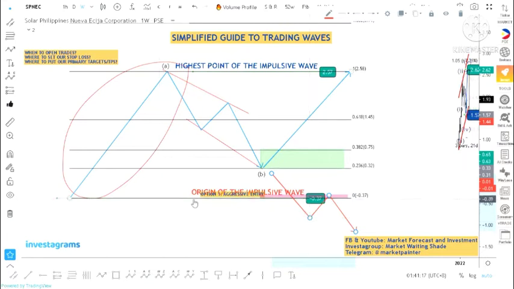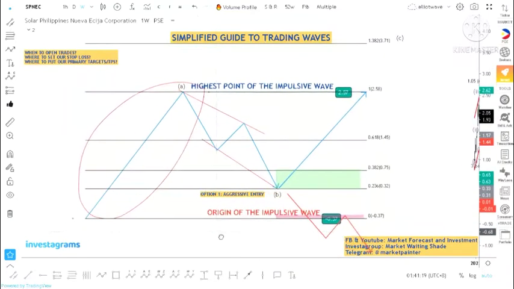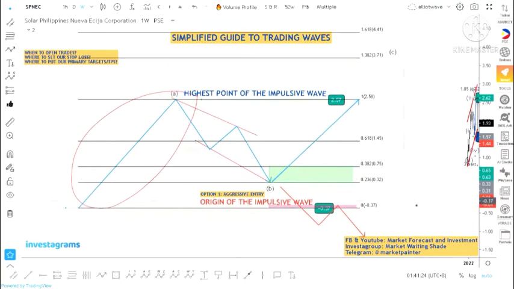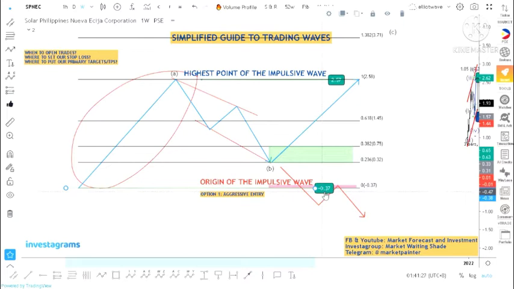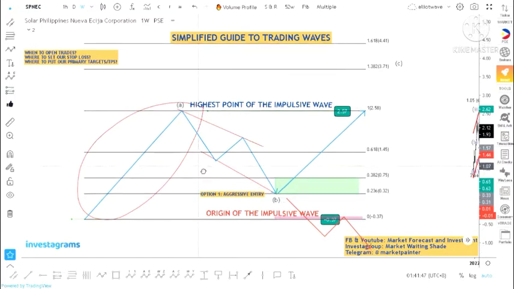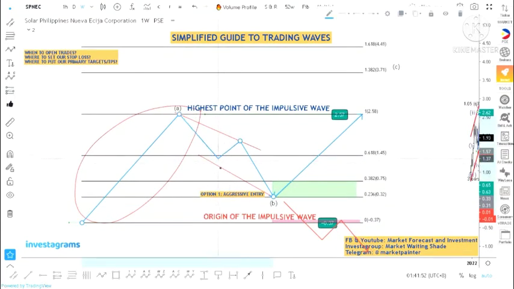So in that way, we have to be flexible, and that's why the importance of risk management should be highly followed, and it should be present in every trade. So our stop loss will be set on the origin, and this will be our entry. That's why we call it the aggressive entry, because we are entering the trade without confirmation. We only anticipate that the corrective wave is about to end on these areas of 0.236 and 0.382.